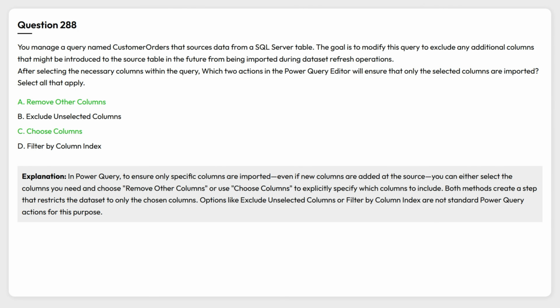In Power Query, to ensure only specific columns are imported, even if new columns are added at the source, you can either select the columns you need and choose Remove Other Columns, or use Choose Columns to explicitly specify which columns to include. Both methods create a step that restricts the dataset to only the chosen columns. Options like Exclude Unselected Columns or Filter by Column Index are not standard Power Query actions for this purpose.